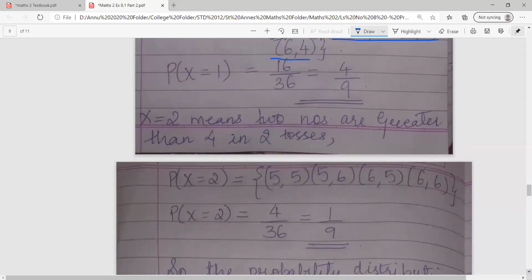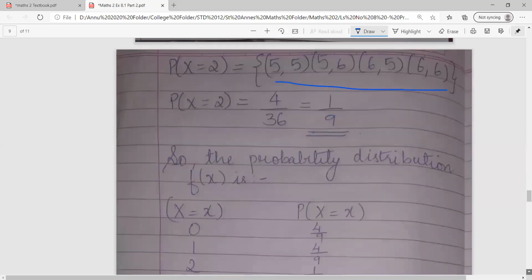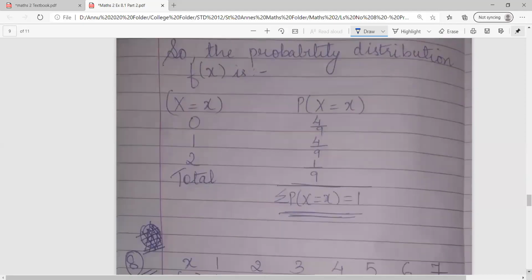Now possibility दोनों 4 से बड़े हैं तो there are only 4 which we have already calculated. 5, 5, 5, 6, 6, 5, 6, 6. So 4 upon 36, 1 upon 9. So the probability distribution table will look like this. 0, 1, 2, 4 by 9, 4 by 9, 1 by 9 and total will give you 1.